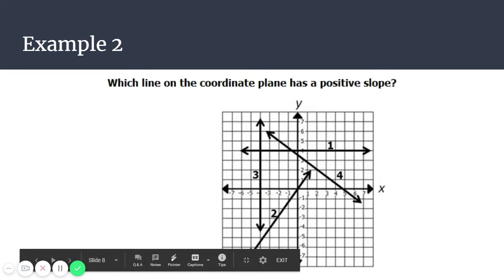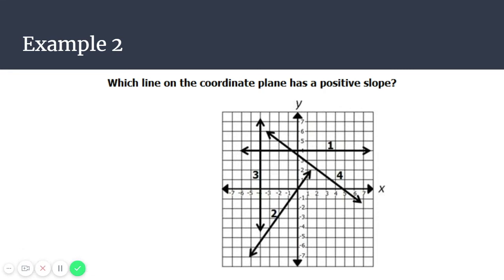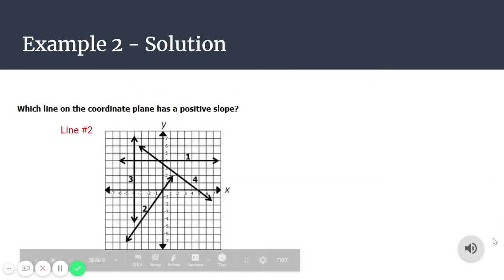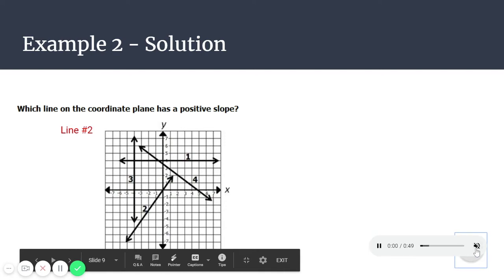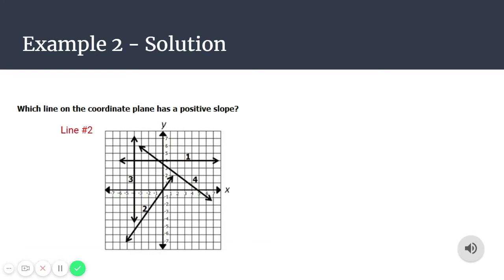For example number 2, which line on the coordinate plane has a positive slope? Please look at the 4 lines that are given and make your choices accordingly. Example 2 here, there are 4 different lines that are shown scattered across each other. We're trying to find which of those lines has the positive slope. Following the same thing I said with example 1, we're looking for the left part of that line to be lower than the right part, so that we want to be climbing up that hill, as the videos were saying.